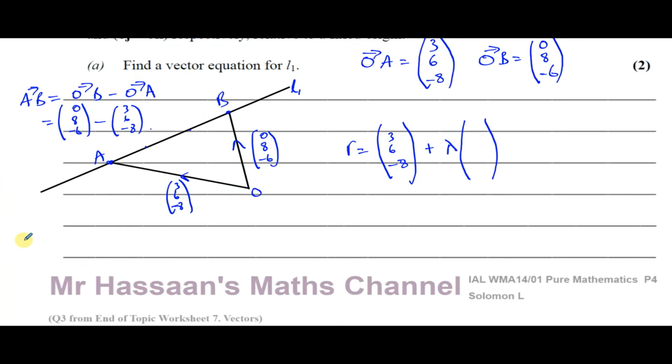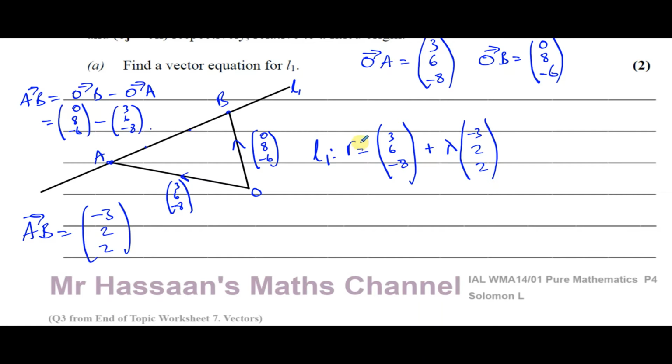So I'll write it down here. The vector from A to B is going to be minus 3. And you have 8 minus 6, which is 2. And you're going to have minus 6 plus 8, which is also 2. So this is the vector from A to B. And that's what I'm going to write down in this place here. Minus 3, 2, and 2. And this is the vector equation of line 1. Okay, so there we have it. That's part A done. The vector equation of line 1.